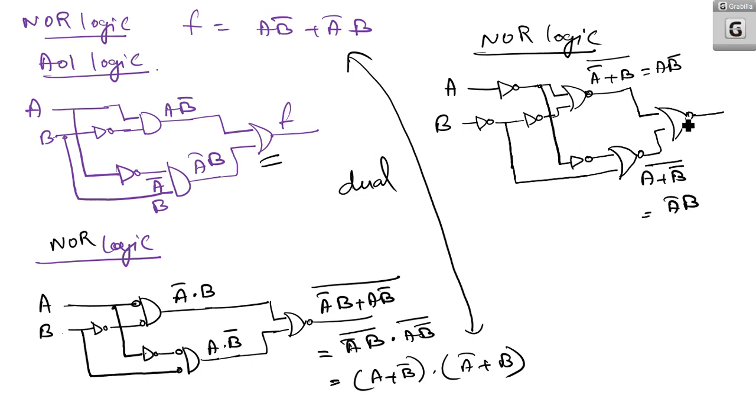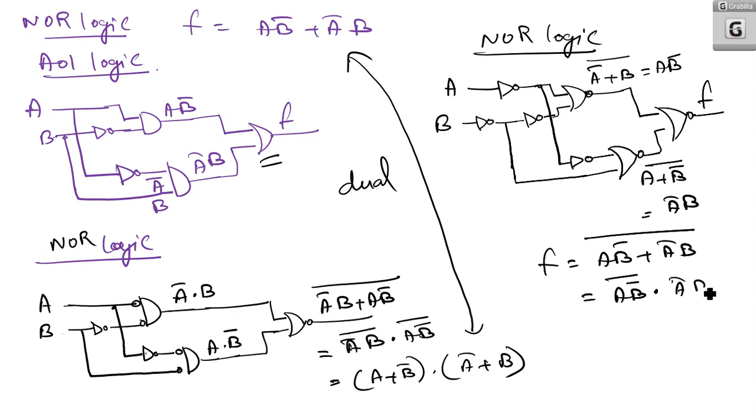Now if I am again NORing it, what do you get? F is equal to A B bar or A bar B the whole bar. That is A B bar dot A bar B whole bar. What is it? Again what we are having is A or A bar or B, and A or B bar.